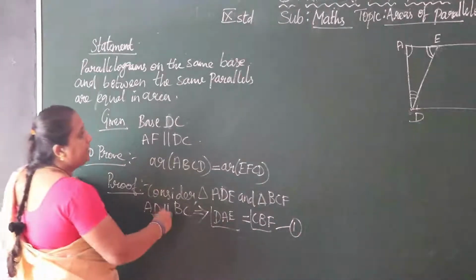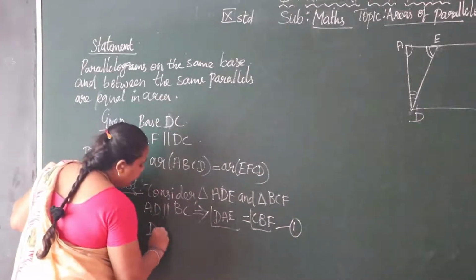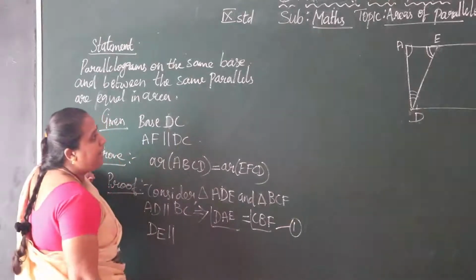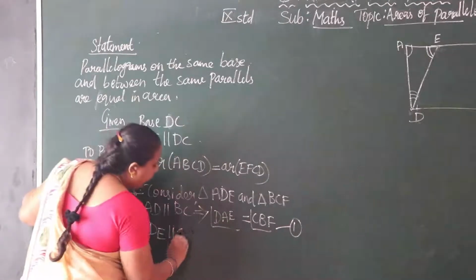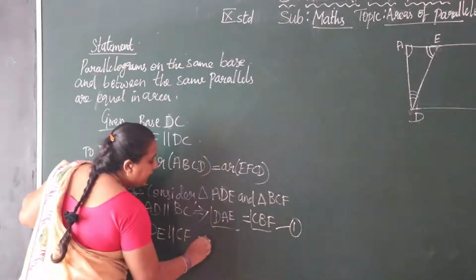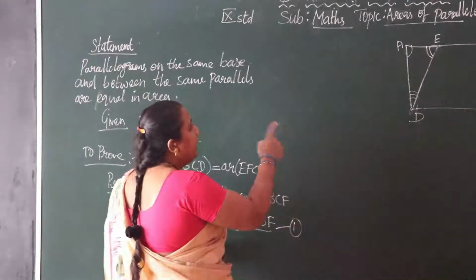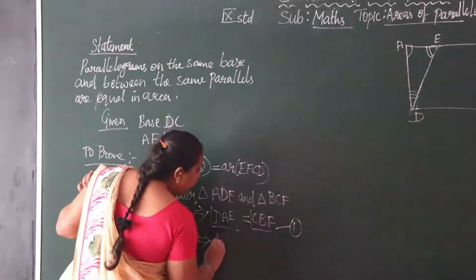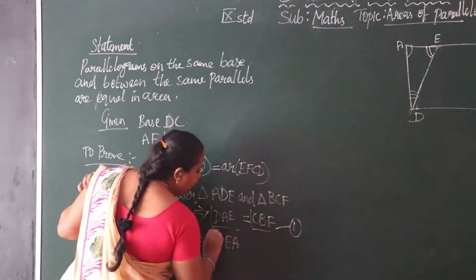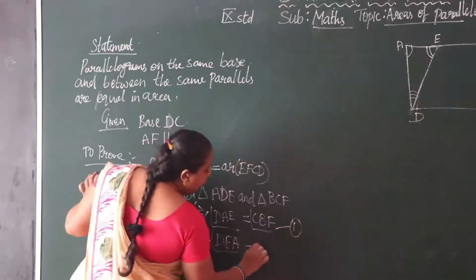And then we take DE parallel to CF. You can say angle DEA equals angle CFB.